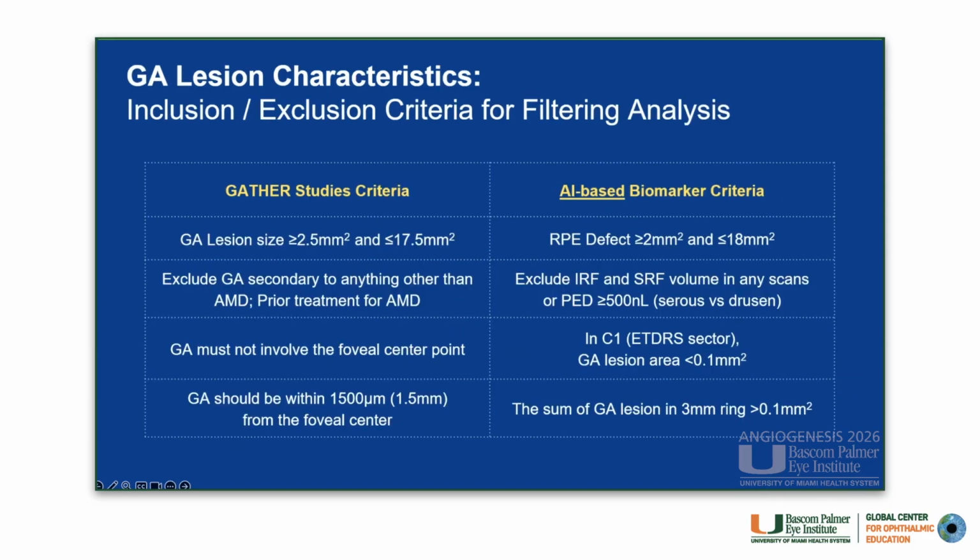This slide shows the lesion characteristics that we loaded into the system. G1 and G2 lesion inclusion and exclusion criteria were taken directly from the protocol. And on the right side, you see the AI-based biomarker criteria that were listed. These imaging-based criteria were applied as filters to the dataset after filtering for age and imaging quality criteria.